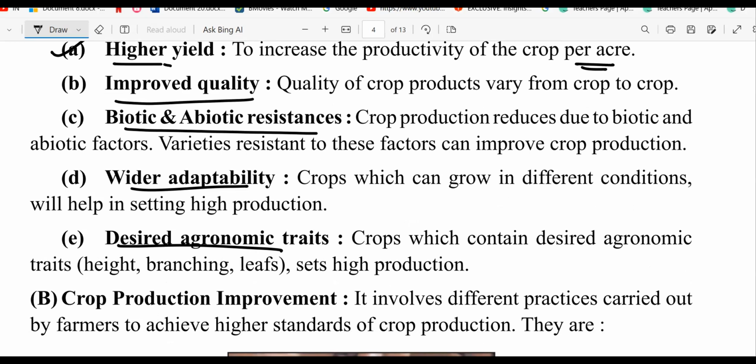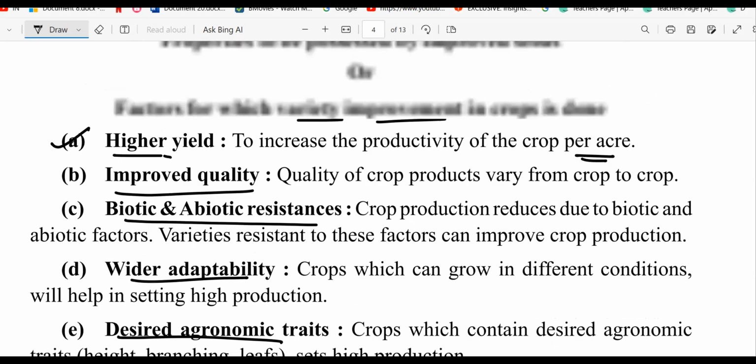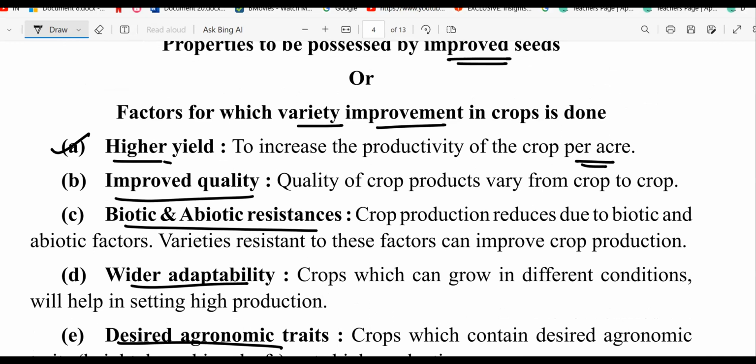So don't write it like this, just write the factors only. The properties possessed by improved seeds, or the factors for which variety improvement in the crops is done. So please note these factors only. Only write the points.